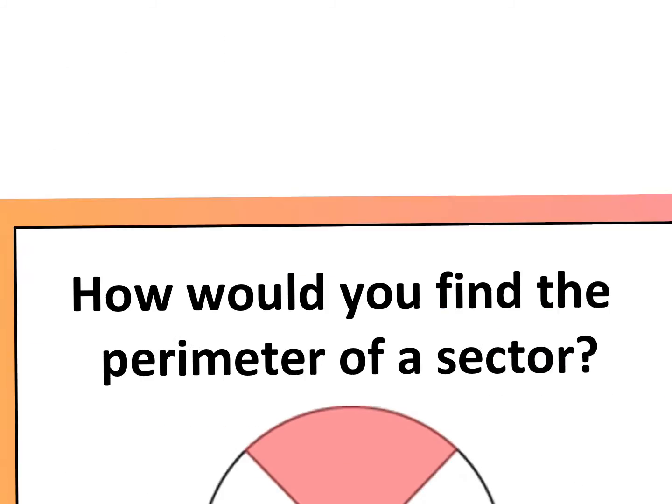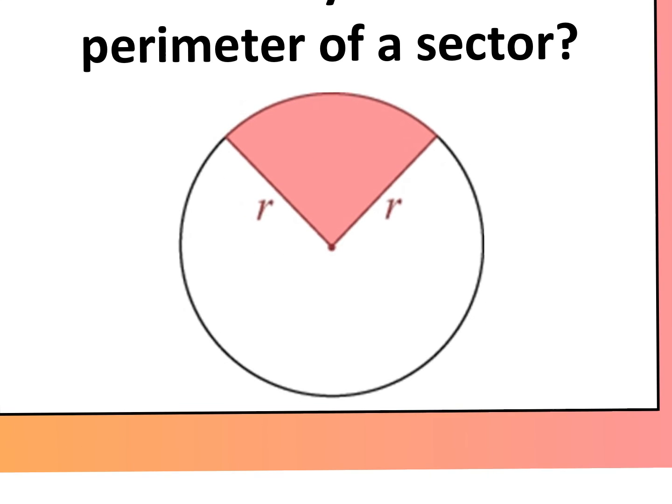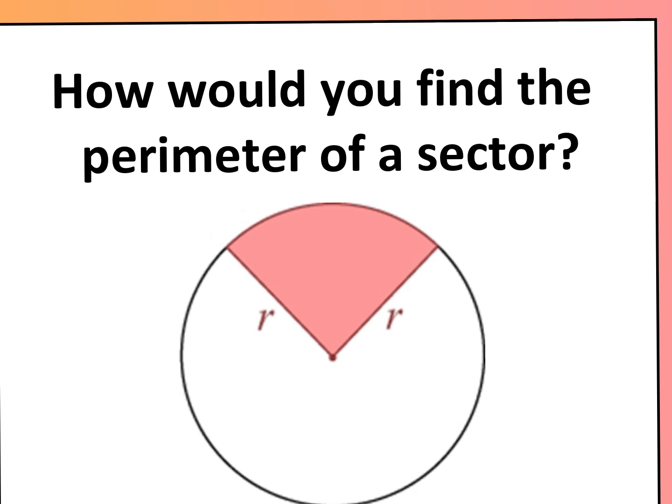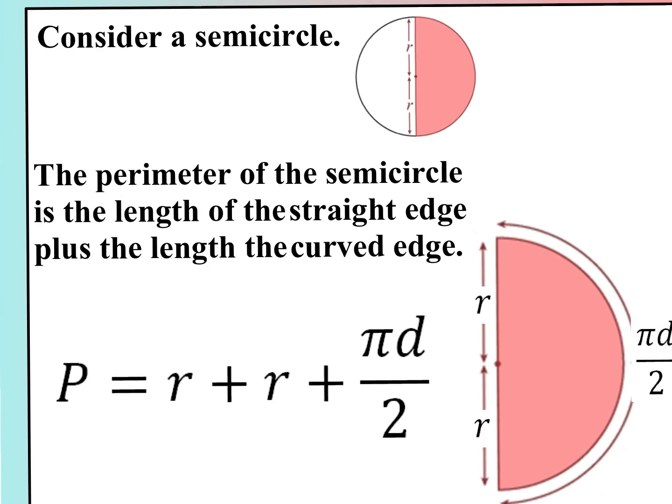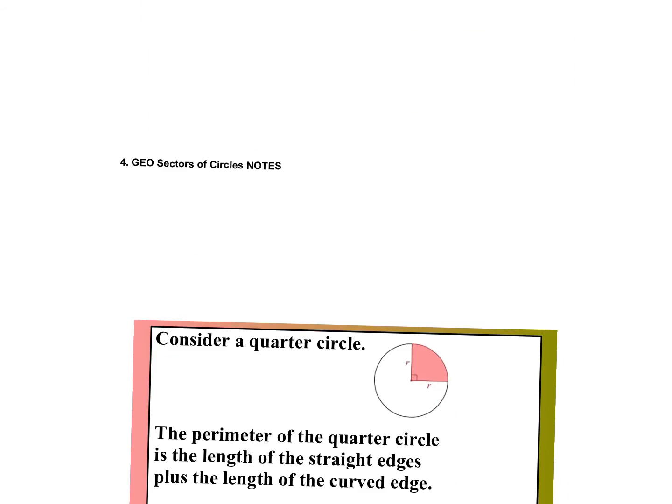Now we're going to go on and we're going to talk about finding the perimeter of a sector. So the perimeter of a sector, there's going to be two parts to it that you need to find. You need to find, I'm going to skip down a couple pages here.